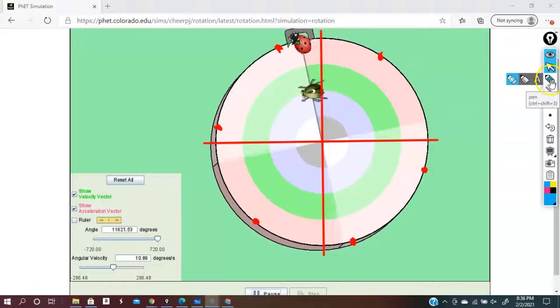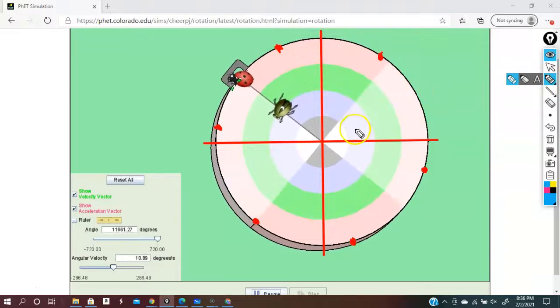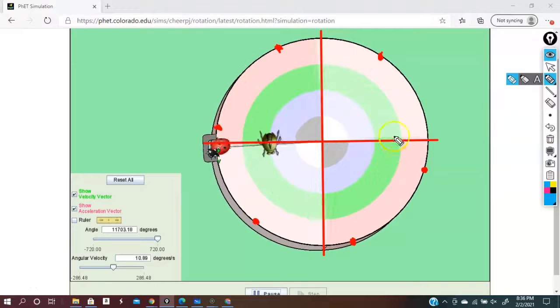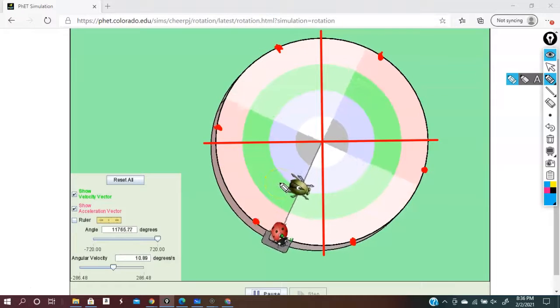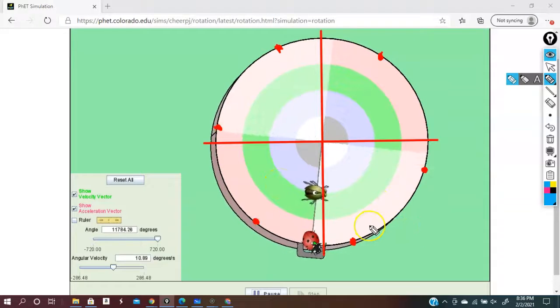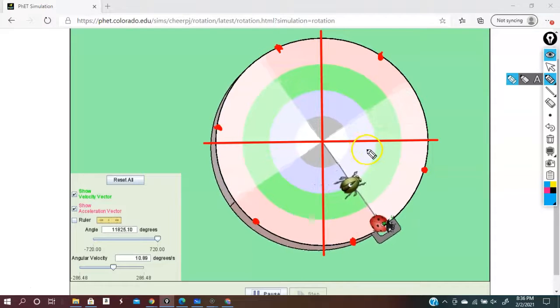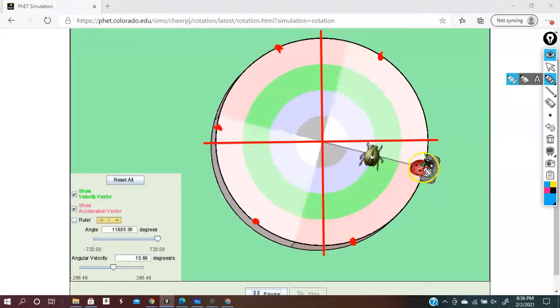Hey, this is Mr. Smith here, and we are talking about radians and angular displacement today. To help us with this, we've got this little spinning disk, and we've got a little ladybug and a beetle here. We're going to use this first to try and define what a radian is. Some of you may have already studied this, and some of you may not, but it's going to be important for us to understand what a radian actually is.